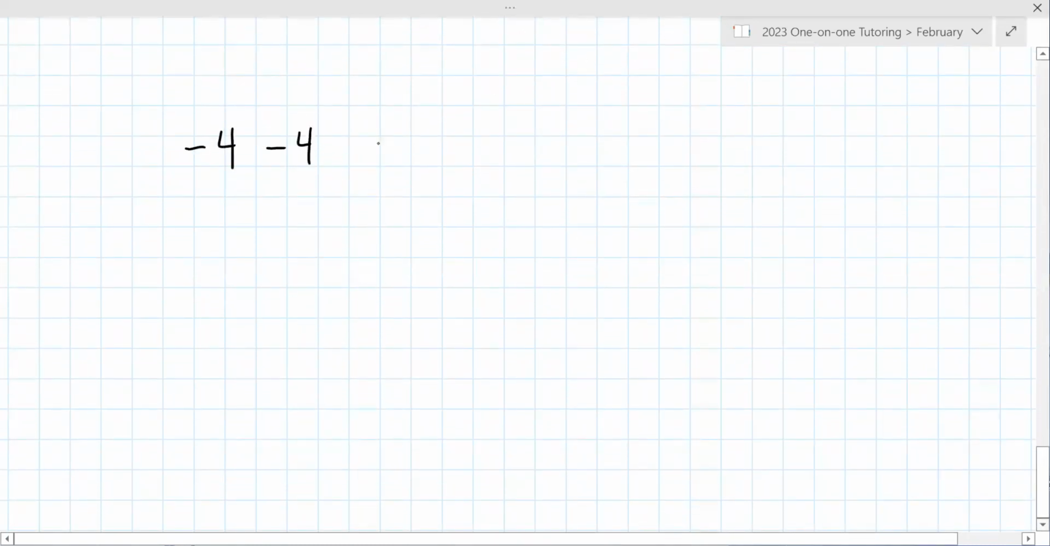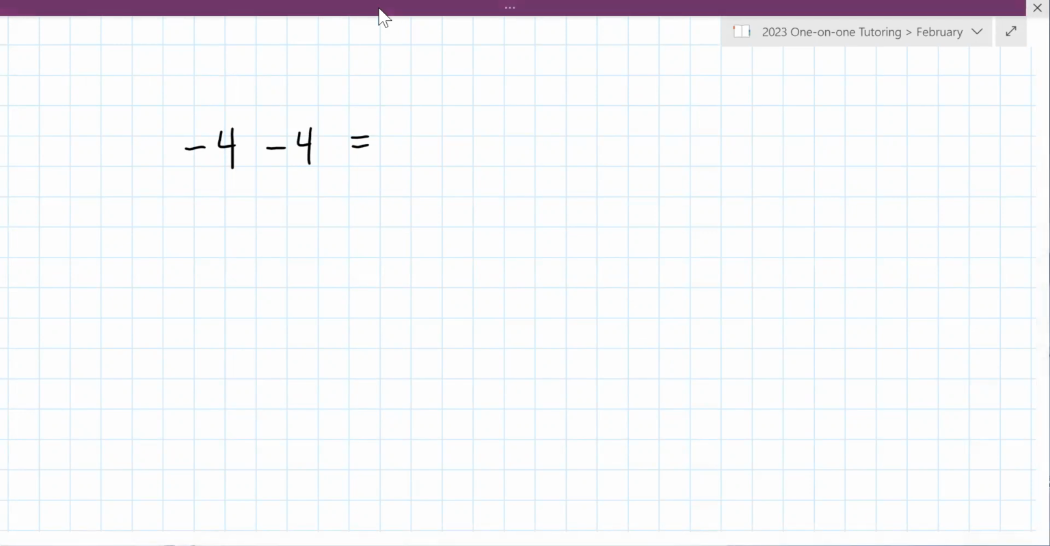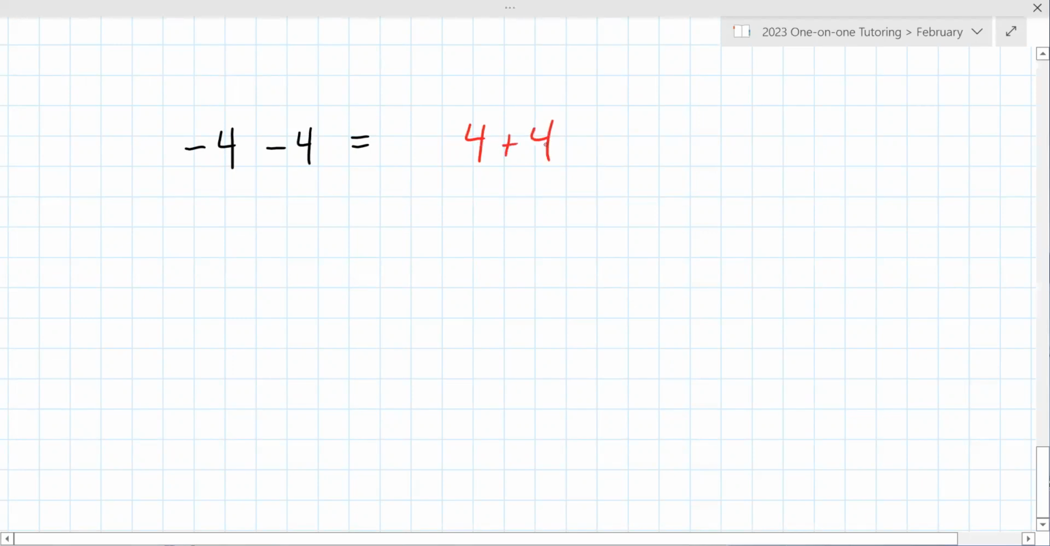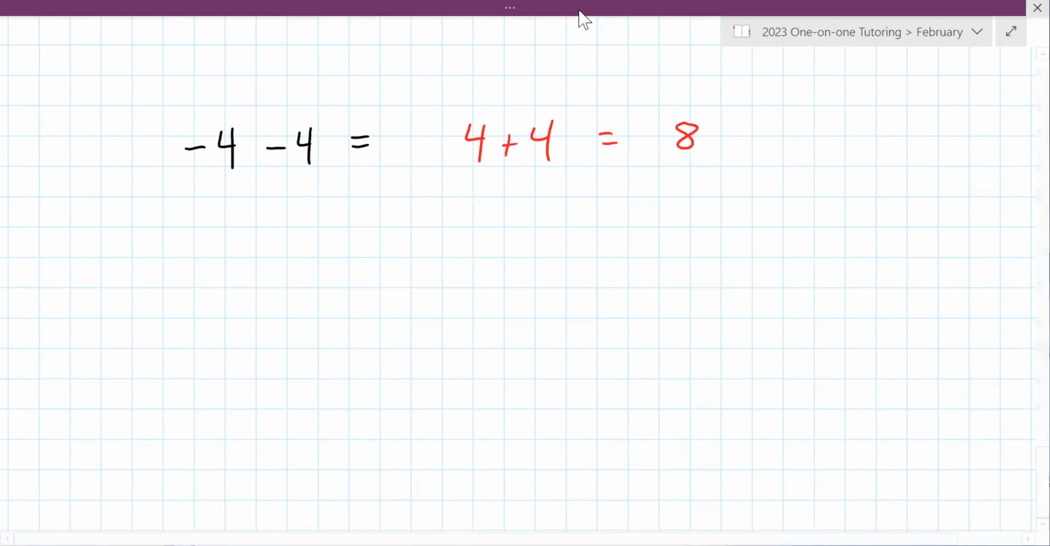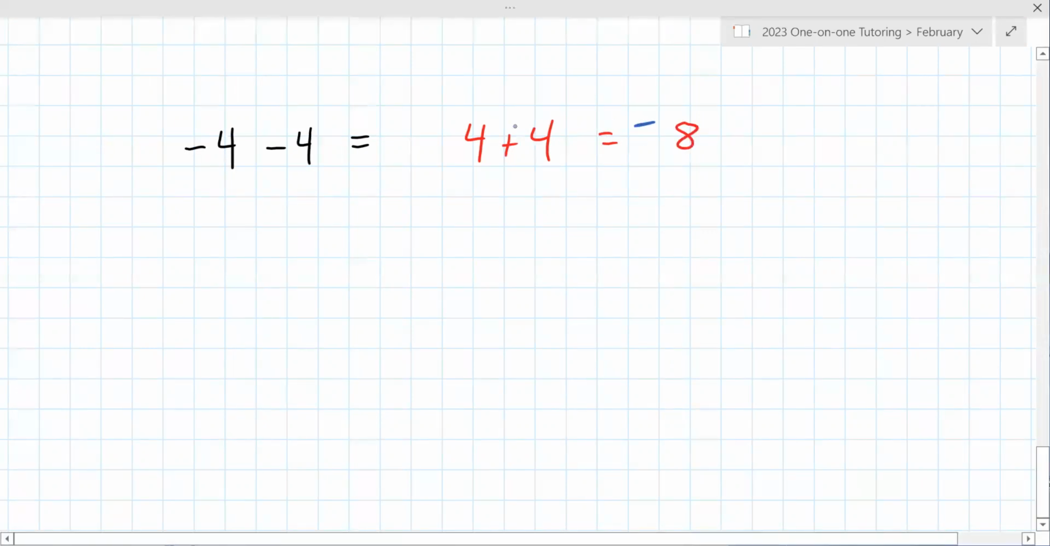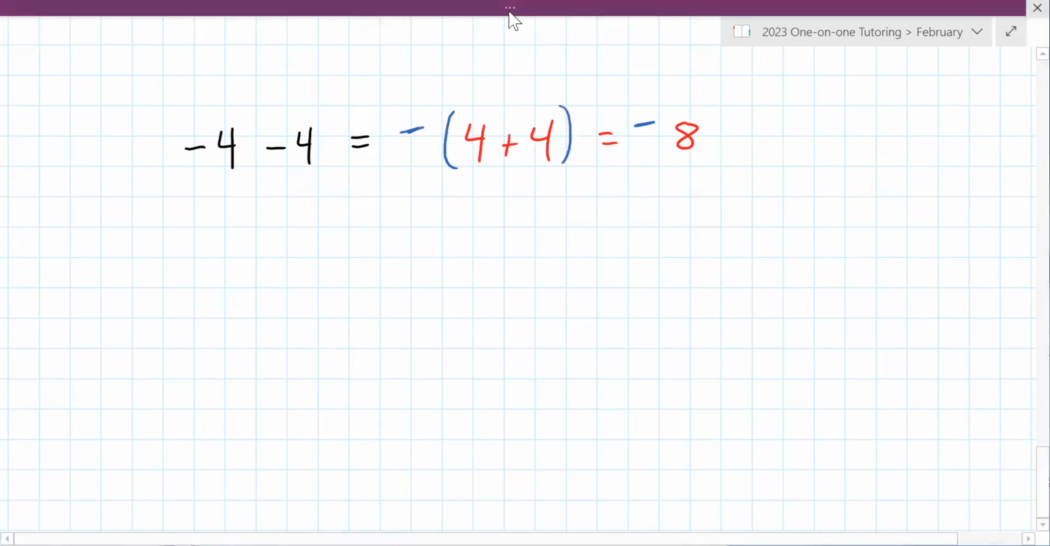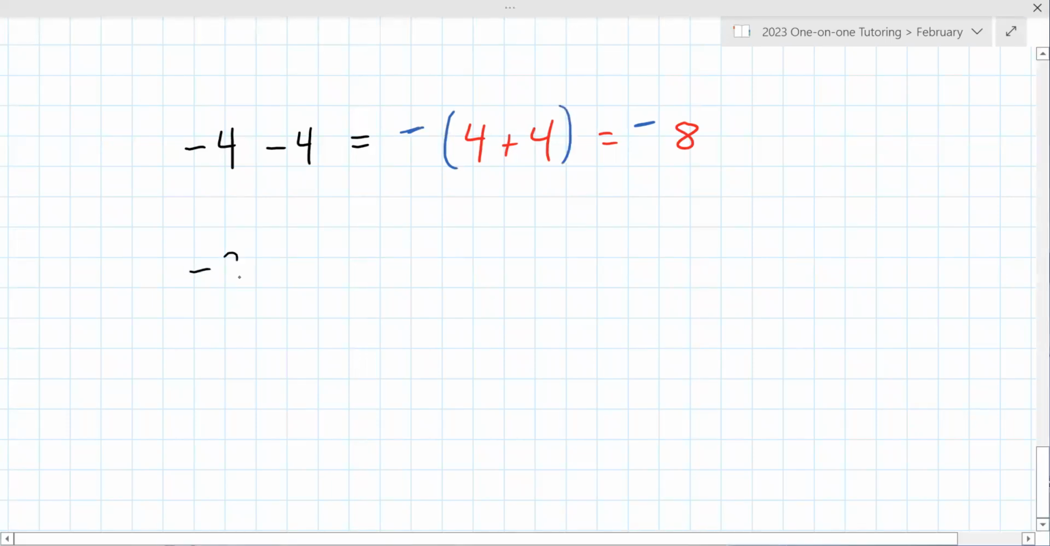-4, -4. Are these same sign or opposite sign? They're same sign. So now you look at the numbers without the signs. 4 + 4, which is 8. So that's just 8. And then you put a negative in front of it, because we know that the answer is negative. Good. That's how I do it sometimes. I just do it like addition and just slap a negative in front of it.